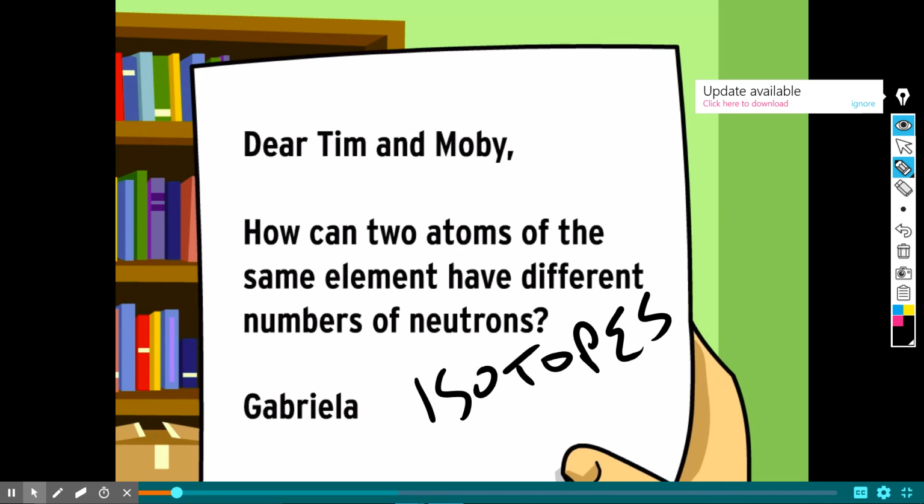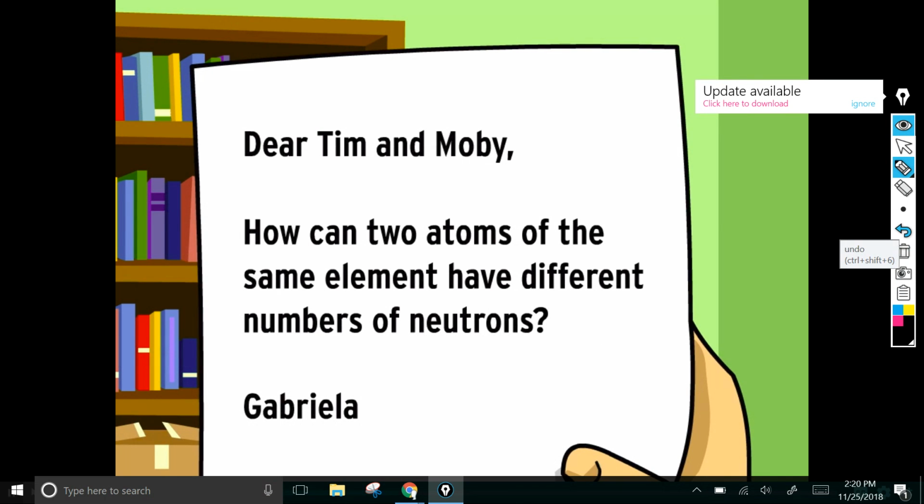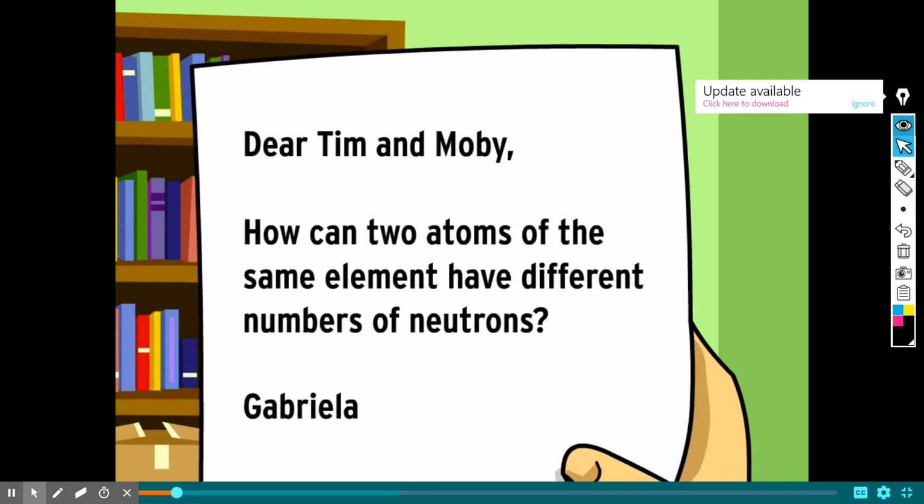Isotopes: atoms of the same element have different masses or different numbers of neutrons. That's what our lab is going to be investigating.